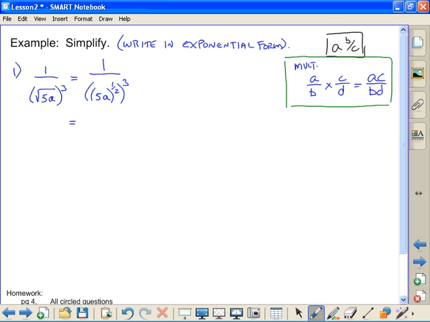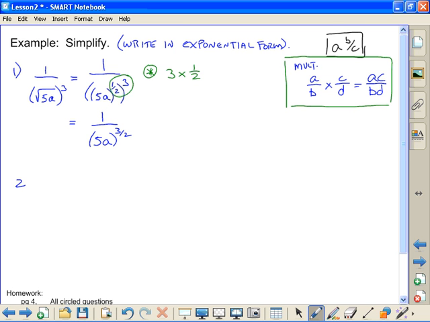Next thing we need to be able to do is multiply. So off to the side here, I'll put it in a star, 3 times 1/2, because power of powers. Calculator will do that, but hopefully there are some people in here that know that 3 times 1/2 is just 3/2. Okay, so there's an example of writing it in exponential form.